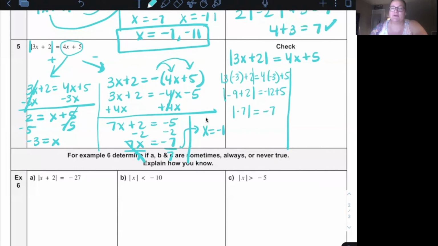Well, what's the absolute value of negative 7? Isn't the absolute value of negative 7 actually positive 7? Is 7 equal to negative 7? No, it's not. So x equals negative 3 doesn't work. In fact, you would then say x equals negative 3 is an extraneous solution, or you could just say it is extraneous.